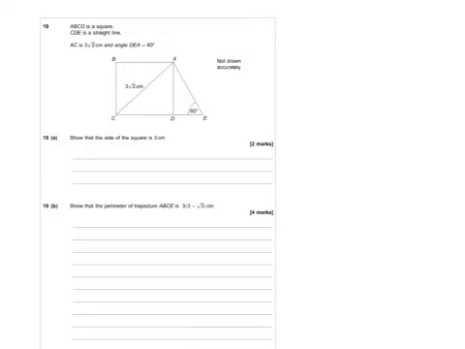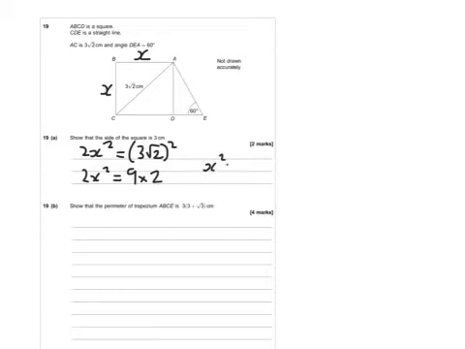So what we've essentially got here, if I call the sides x and x, is 2x squared using Pythagoras equals 3 root 2 squared. So 2x squared equals 9 times 2, therefore x squared equals 9, so x must be 3. Okay, so that's the first bit, pretty straightforward.